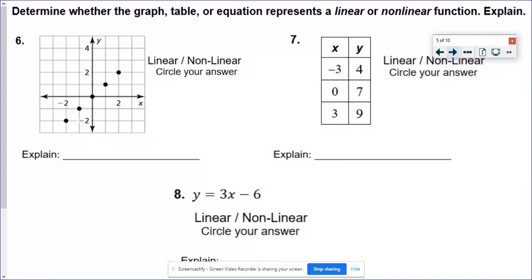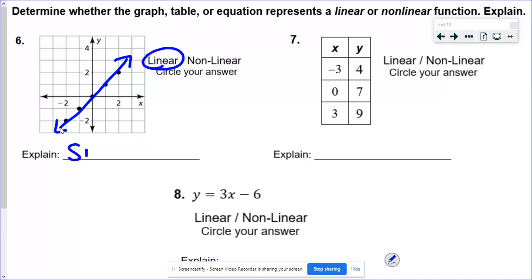Here we're looking at 3 problems, and again, these on your paper are right next to each other. I am trying to decide if these are linear or nonlinear, and then you also have to explain why they are what you say they are. So in number 6, these points, I know they're not connected, but they are in a straight line. So it doesn't matter that they're not connected. This is linear, and you can just say straight line. It's good enough.